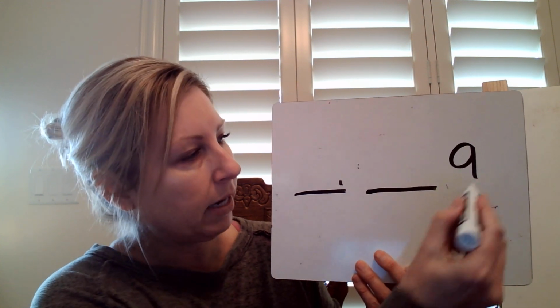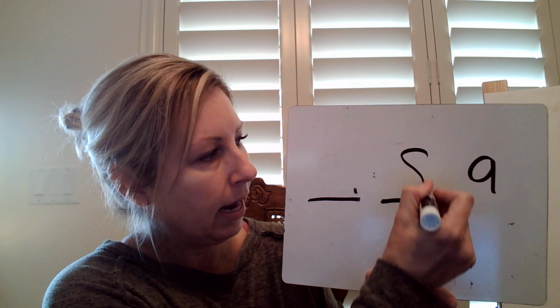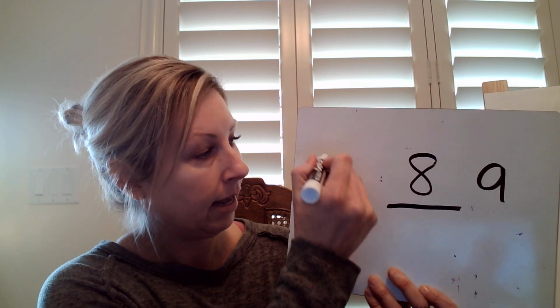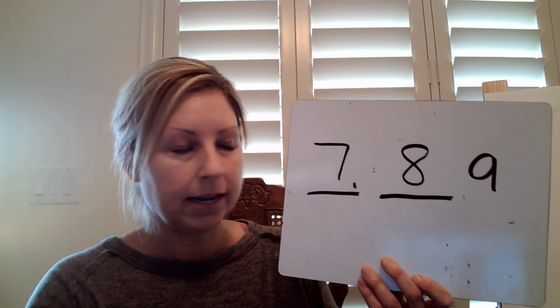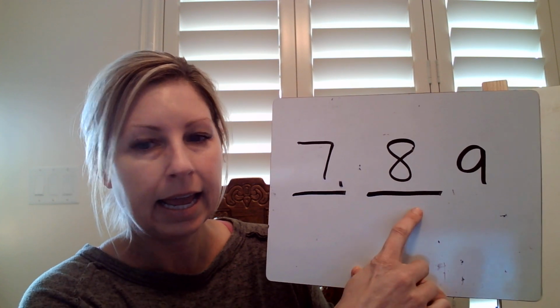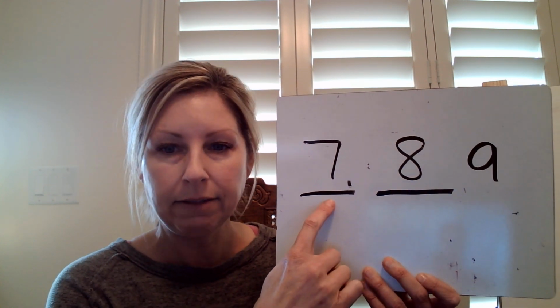Okay, now do it with me. Ready? 9. Then what? 8, 7. Okay, let's say it together. Ready? 9, 8, 7. And then let's check it.